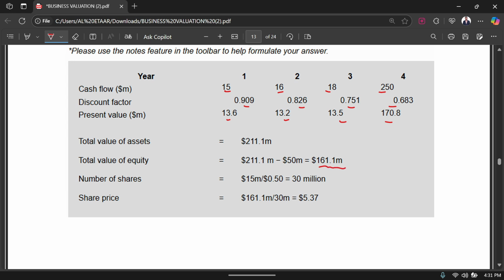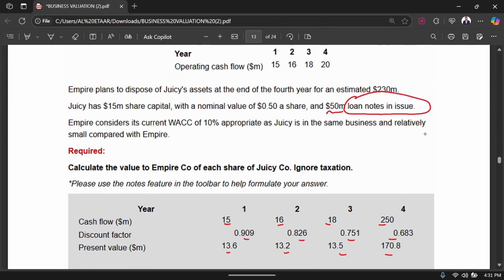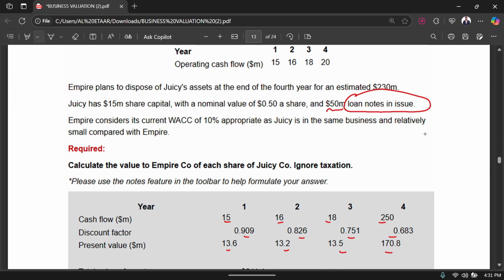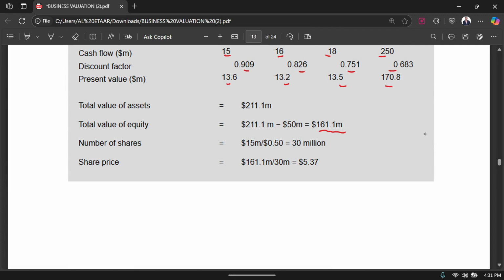Okay, once we have our equity, then we are going to calculate the number of shares. The way to calculate the number of shares is that you take your total, $15 million, which is your total share capital, and you divide it by the nominal value per share, which is 0.50. Once you do that, you get 30 million as your number of shares.